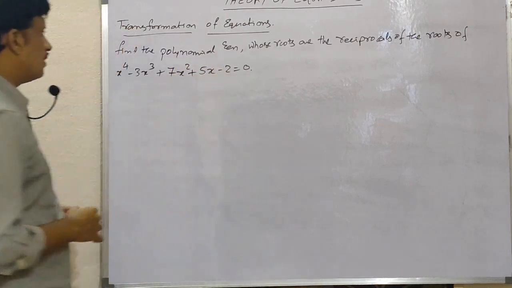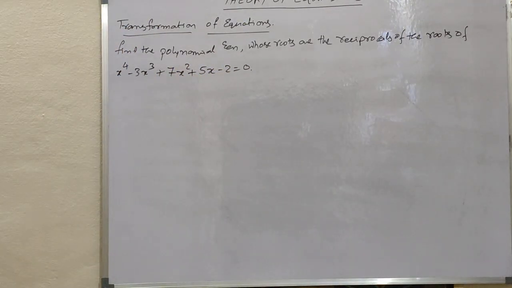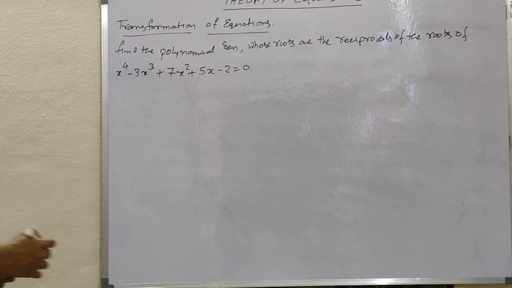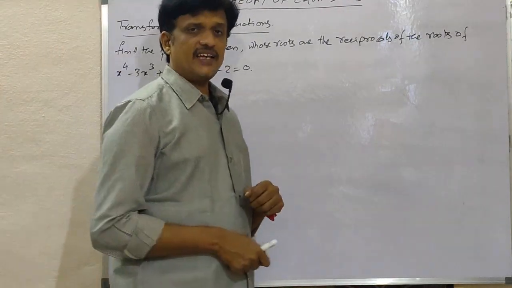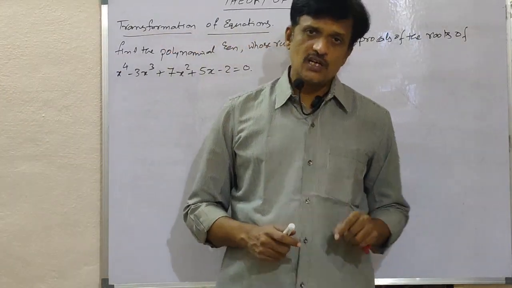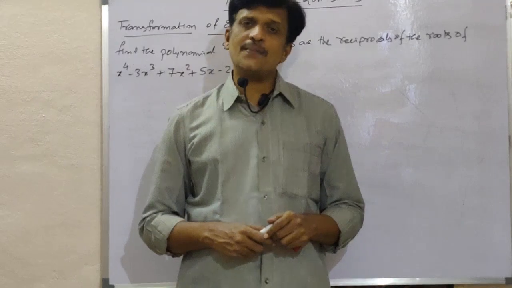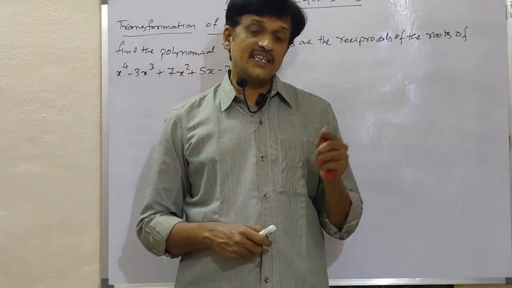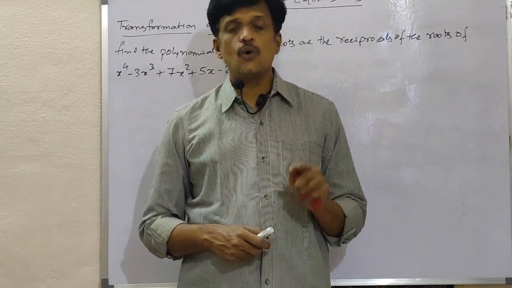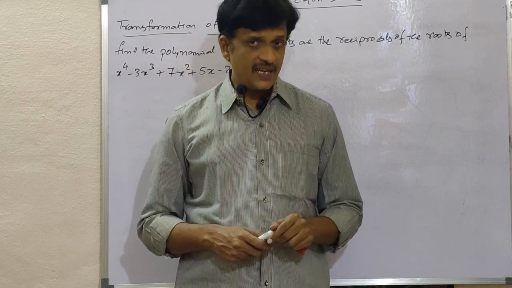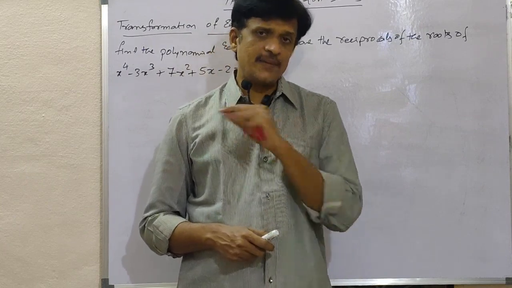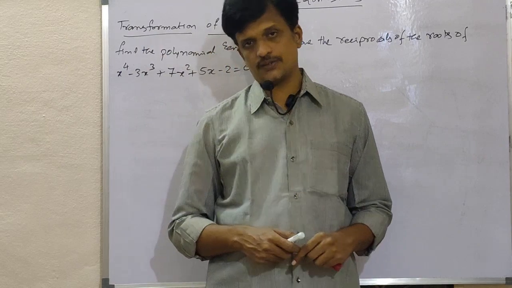Let's check the problem. Find the polynomial equation whose roots are the reciprocals of the roots of x power 4 minus 3x cube plus 7x square plus 5x minus 2 equal to 0. Since it is of degree 4, it has 4 roots. If the roots are alpha, beta, gamma, delta, now we have to write another polynomial whose roots are 1 by alpha, 1 by beta, 1 by gamma and 1 by delta. Those are the reciprocals of the roots.